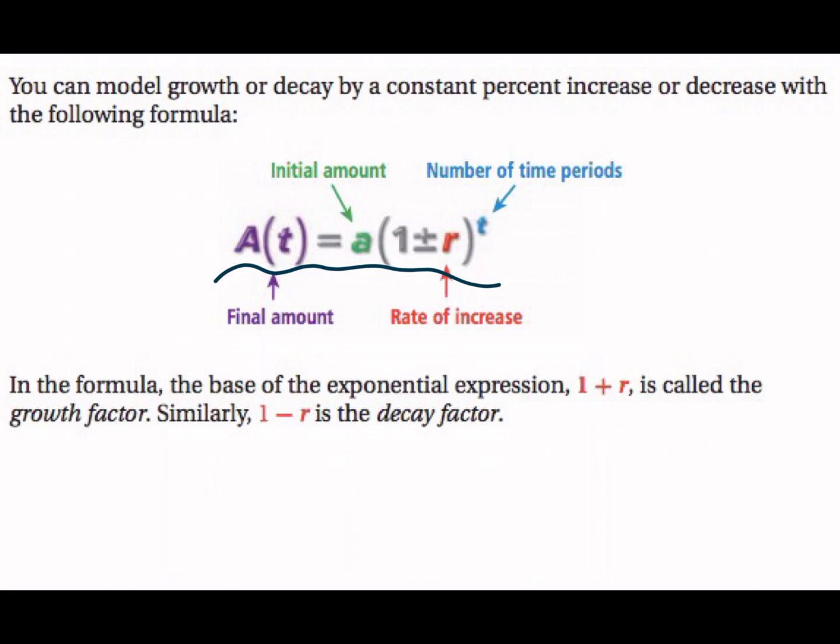So very important, R is your rate, so it needs to be a decimal. Most word problems will give it to you in a percent. So just make sure you're converting R to a decimal. And then 1 plus R actually has a special name called the growth factor. And then 1 minus R is called the decay factor. So those are important vocab words that will come up.